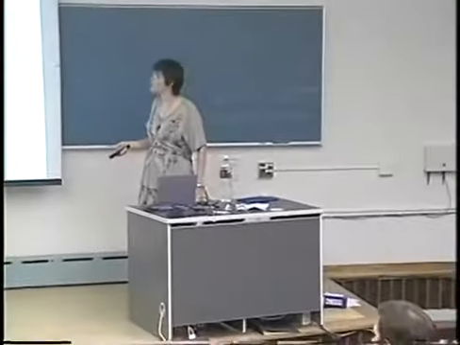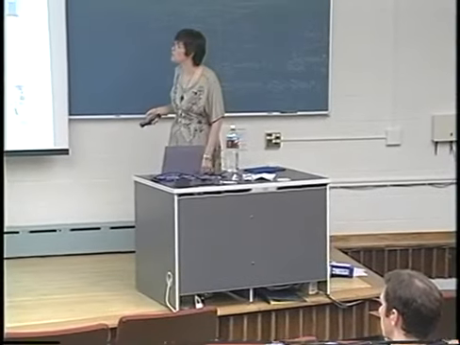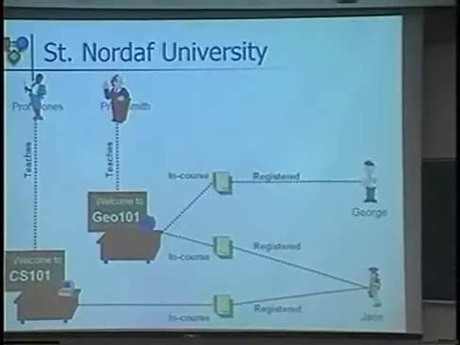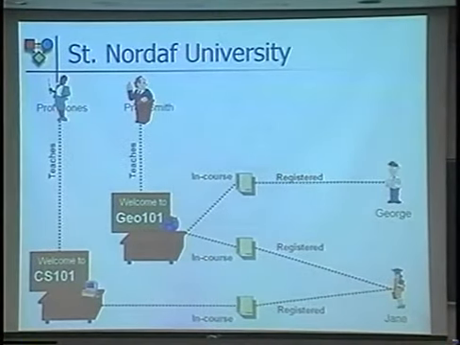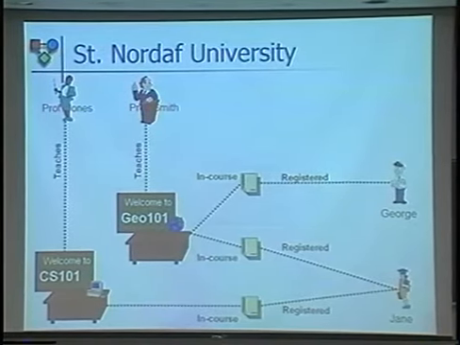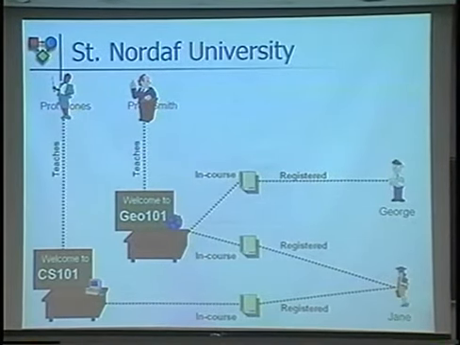Such a schema can be instantiated in infinitely many ways. So here, for example, is a schema for a very, very tiny university where you have 2 faculty, 2 students, 2 courses, and 3 registration records. And you can see that these are the objects and these are the links between them.